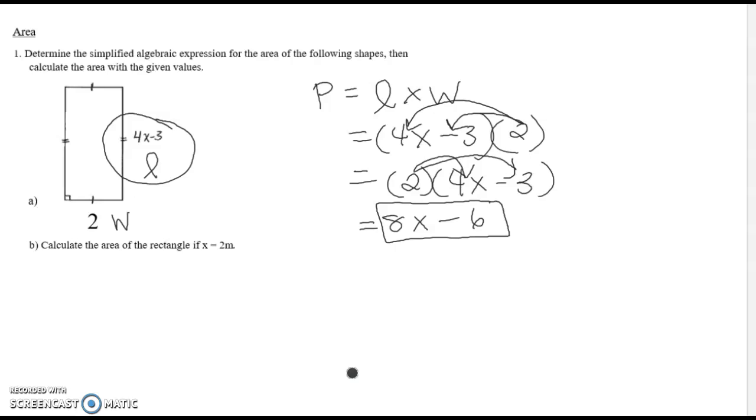Okay, so now we are going to calculate the area when x equals 2 meters. So we're going to bring this over here. Oh, this should have been an A. Area.